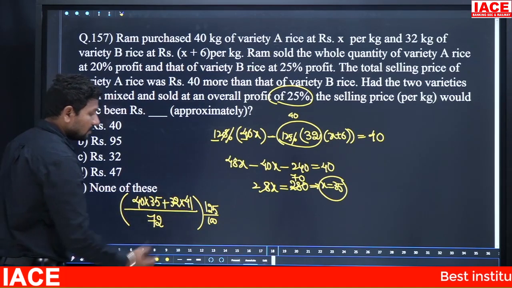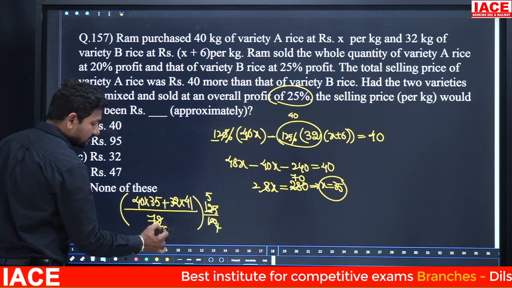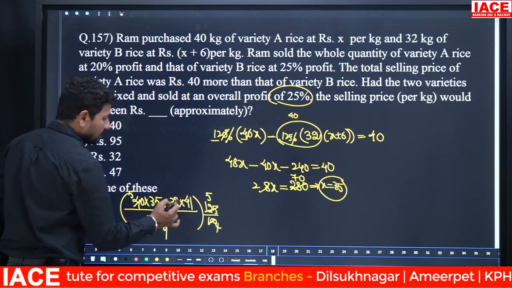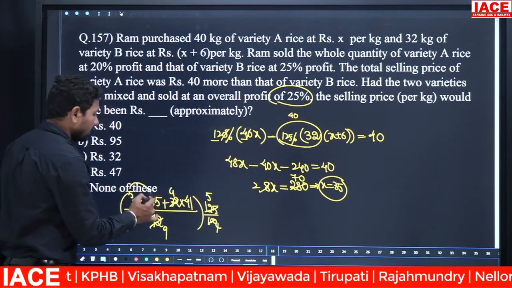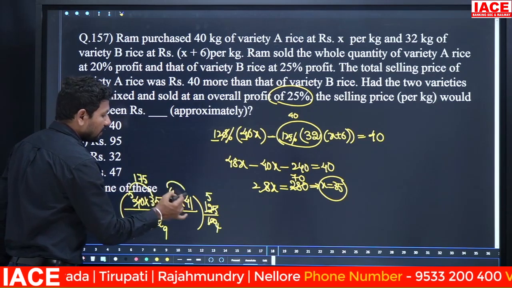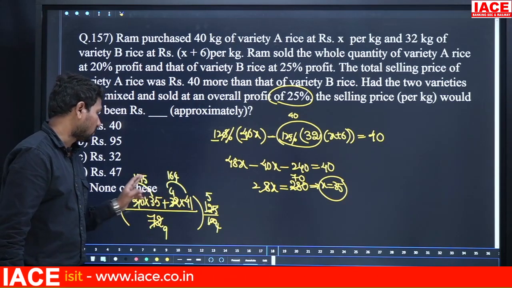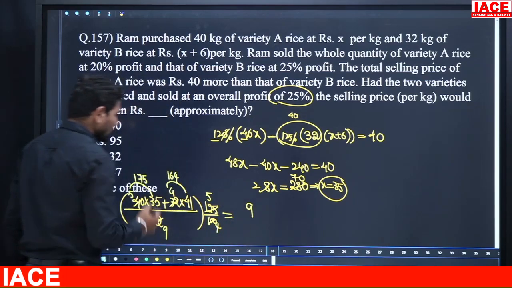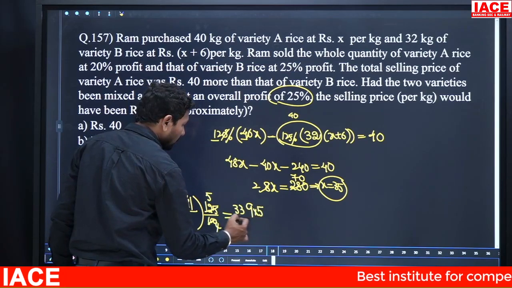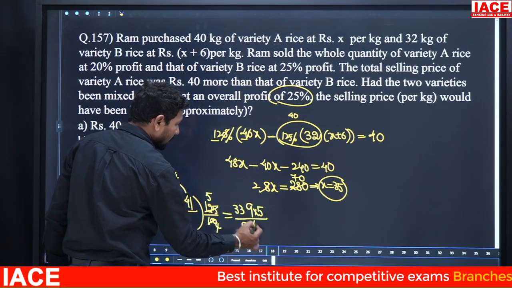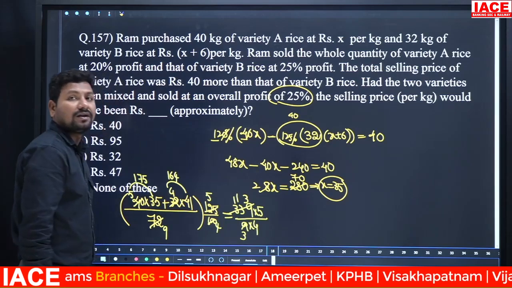Then cancel the common factors here. 5 25s are 125, 4 25s are 100. 8 9s are 72, 8 5s are 40, 8 4s are 32. Is there any cancellation chance? No. 5 into 35 is 175 and 5 into 41 is 205. Next, 175 plus 164, 4 plus 5 is equal to 9, and 16 plus 17 is equal to 33. So 339 into 5 by 9 into 4. 3 3s are 9, 3 113s are 339. So 113 into 5.